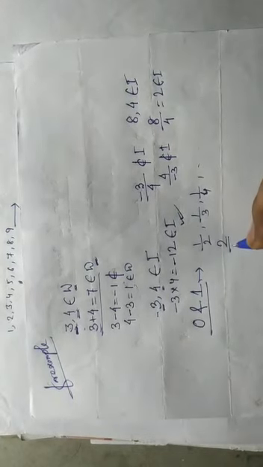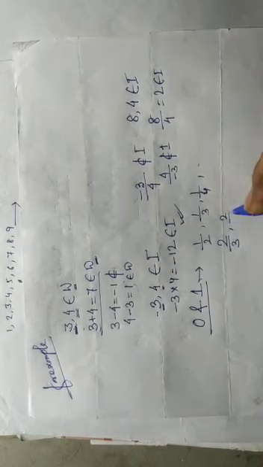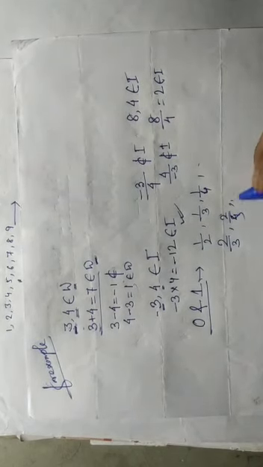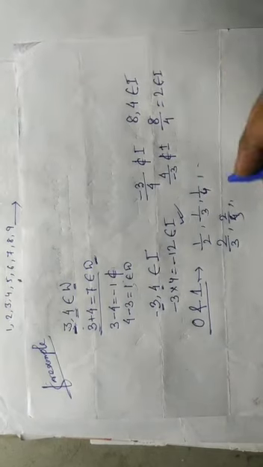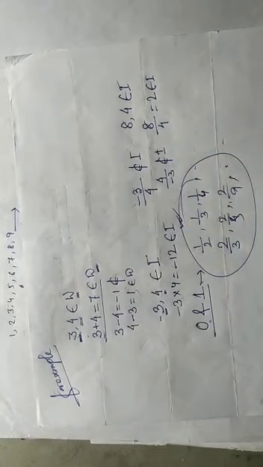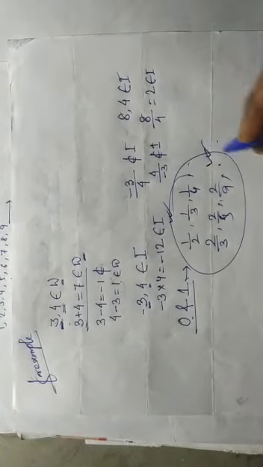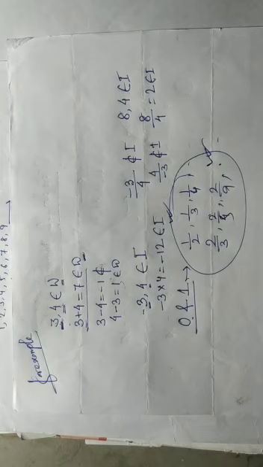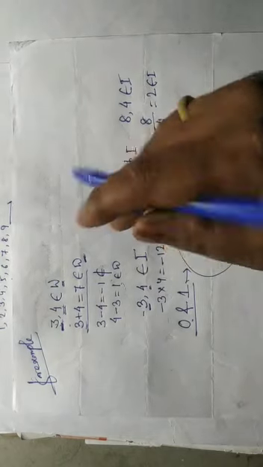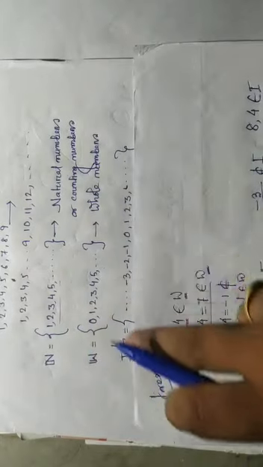Or if we take 2 by 3, 2 by 4 (2 by 4 already taken here), 2 by 5, 2 by 7, 2 by 9. All these values lie between 0 and 1. So between 0 and 1 there are infinitely many values, and it is not possible to write all the values like natural numbers, integers, or whole numbers.